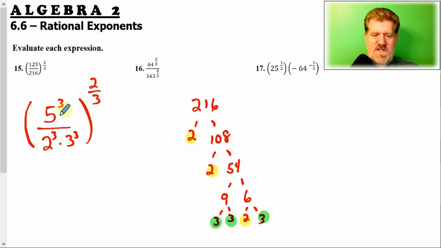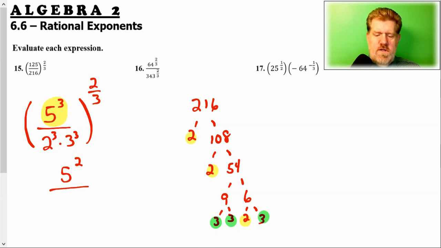So we take each of these and raise it to the 2/3 power. So that's all we're going to do, is each of these. So we're going to take 5 to the third, raise it to the 2/3 power. When you raise a power to a power, you multiply. So what is 3 times 2/3? Well, it's 2, because 3 times 2 is 6. 6 divided by 3 is 2. Okay, that's what that becomes.